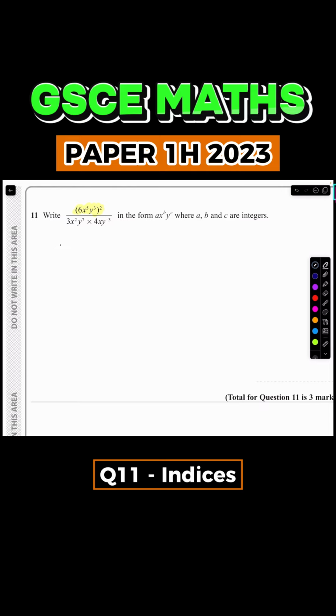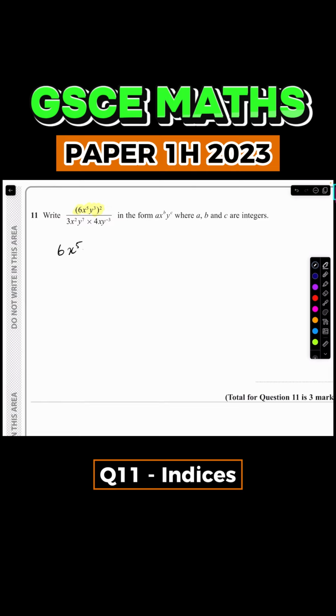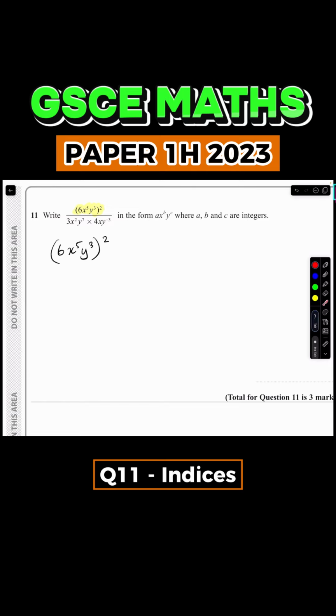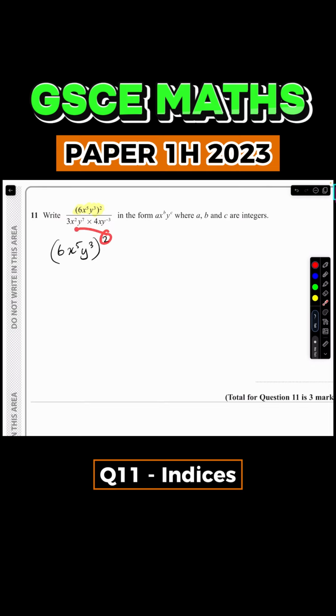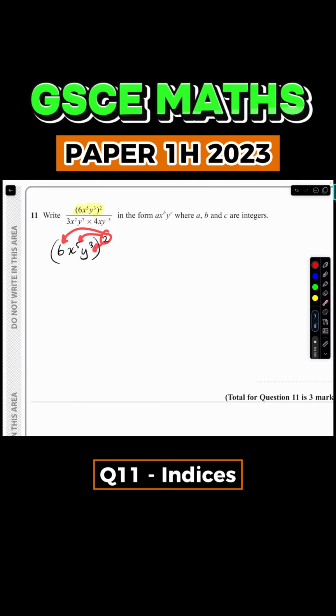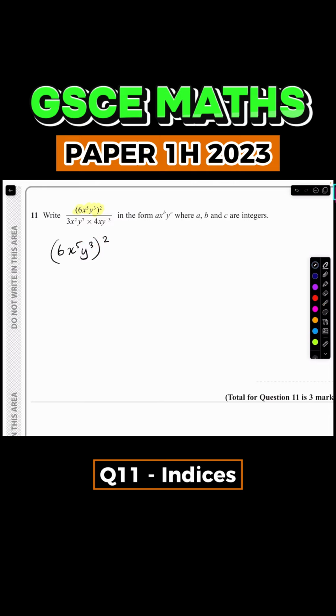So if we look at that, we've got 6x to the power of 5, y to the power of 3, squared. The 2 is powering everything inside. So it powers the 6, it powers the x to the 5, and it also powers the y to the 3. So let's write this out.